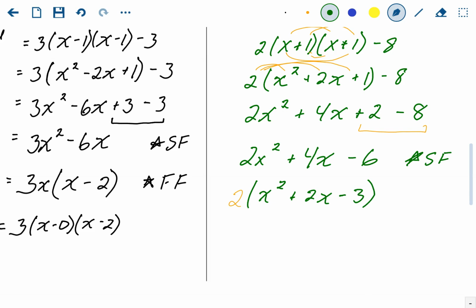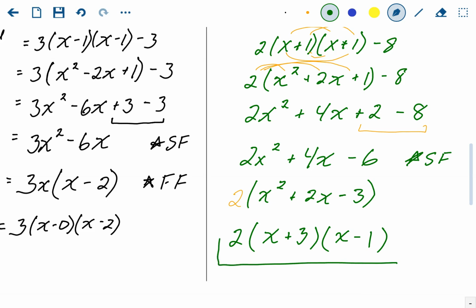And then factor, product sum. What multiplies to negative 3 and adds to positive 2? Well, the only thing that multiplies to negative 3 is 1 and 3. And since the middle term is positive, the bigger factor is going to be positive. 3 times negative 1 is negative 3. 3 plus negative 1 is positive 2. Now that's factored form.